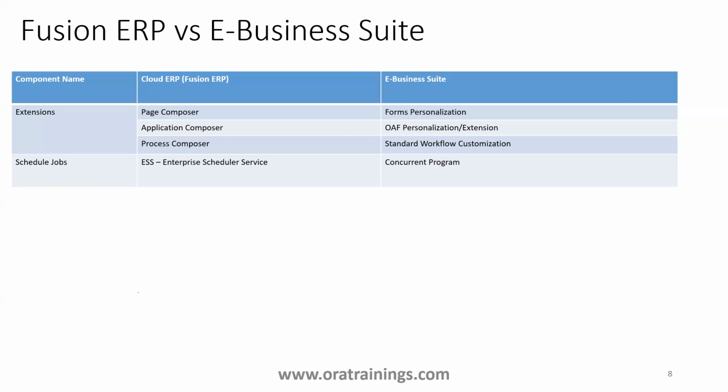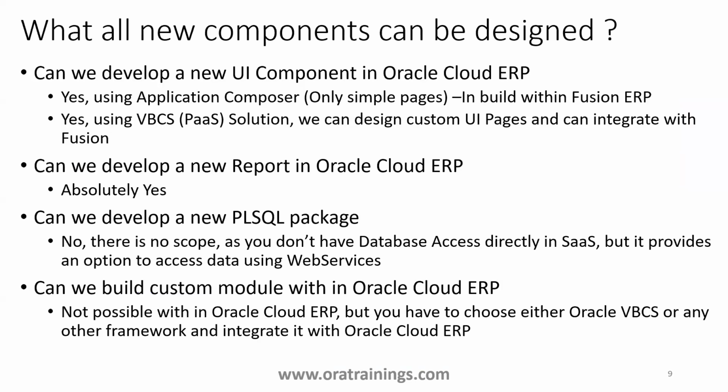And coming to the final one. In the E-Business Suite, we have a concurrent program. In the cloud ERP, we call it an ESS job, Enterprise Scheduler Service. ESS jobs are generally used whenever you want to perform any data upload, or when you want to generate a report. I have one more slide, the final one.